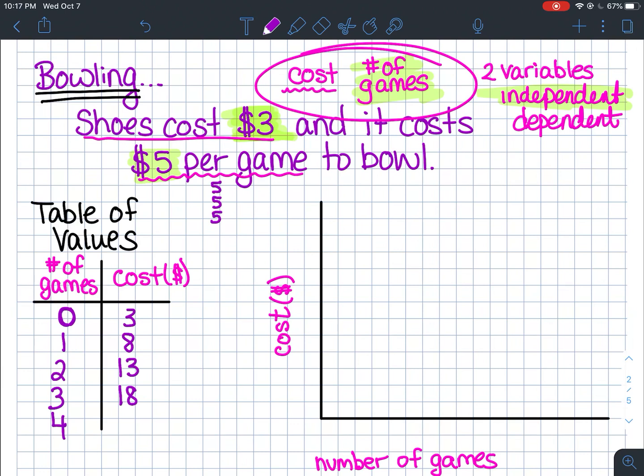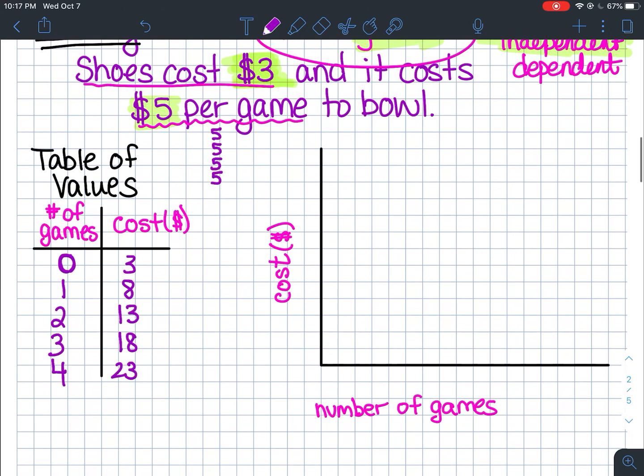Okay, last one. We're going to play 4 games. So now it's $20 to bowl, plus your $3 for shoes, so $23. This is just a way to organize our findings in a table. Now you can see how much it will cost us at the bowling alley depending on how many games we want to play.